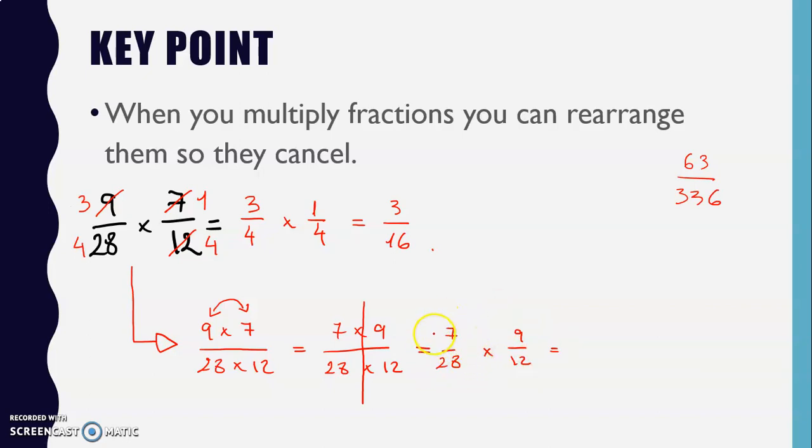And 7 over 28, you'll agree with me that can be simplified by 7. So it's 1 over 4 times, and 9 over 12 can be simplified by 3, so it's 3 over 4, and the answer is 3 over 16. So this is an explanation to why we can rearrange the numbers to actually cancel out and end up with a simpler example. You don't have to do all this long working out.